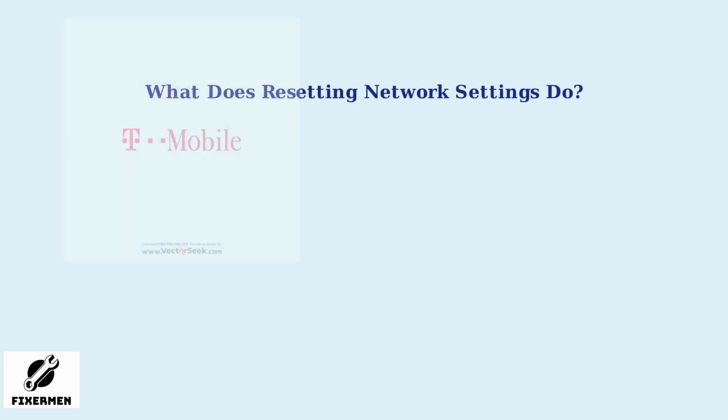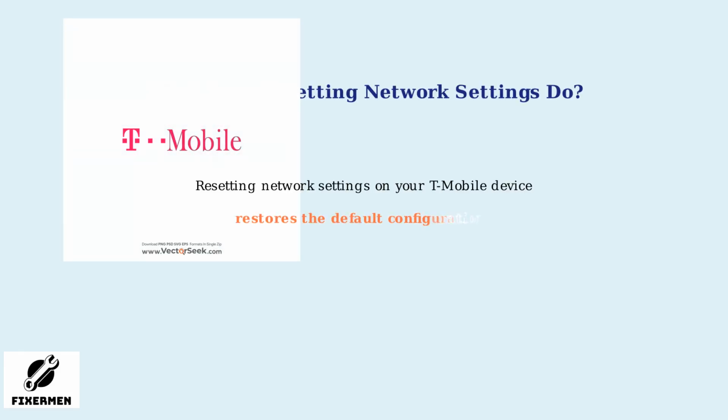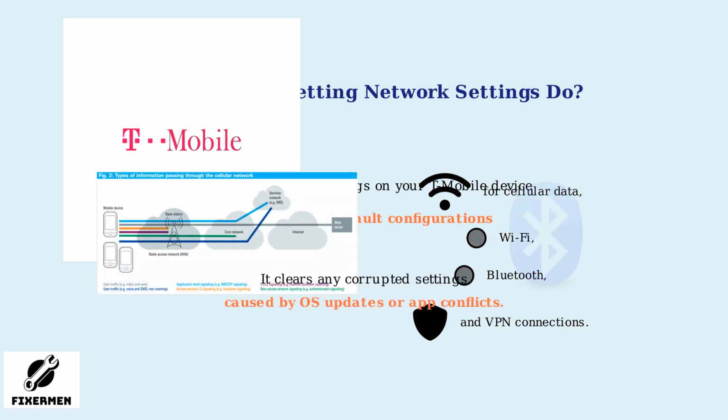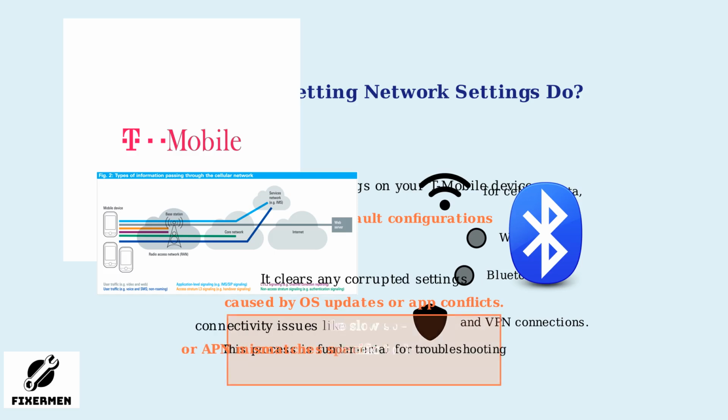Resetting network settings on your T-Mobile device restores the default configurations for cellular data, Wi-Fi, Bluetooth, and VPN connections. It clears any corrupted settings caused by OS updates or app conflicts. This process is fundamental for troubleshooting connectivity issues like slow speeds, dropped calls, or APN mismatches specific to T-Mobile's network.